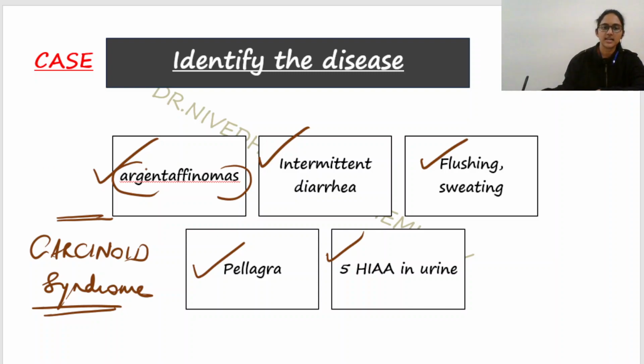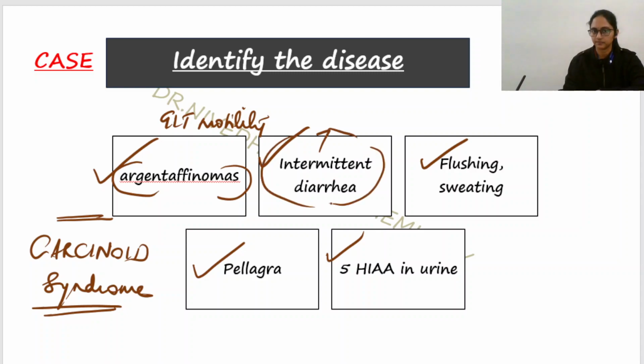So one source is argentaffin cells of your intestinal tract. That will enhance the peristaltic movement, GI motility. So in carcinoid syndrome, there is a tumor of these argentaffin cells which will produce more serotonin. So there is increased GI motility which will lead to intermittent diarrhea. Also, due to sympathetic reactions, there is flushing and sweating. It's a neurotransmitter, is it not?